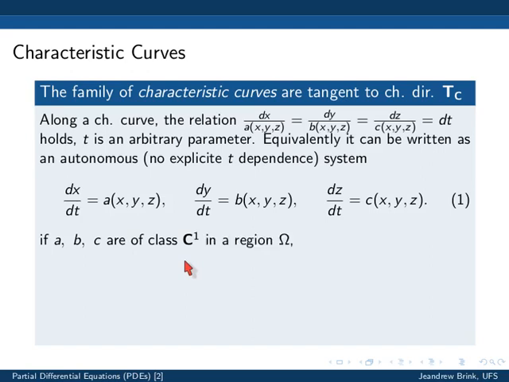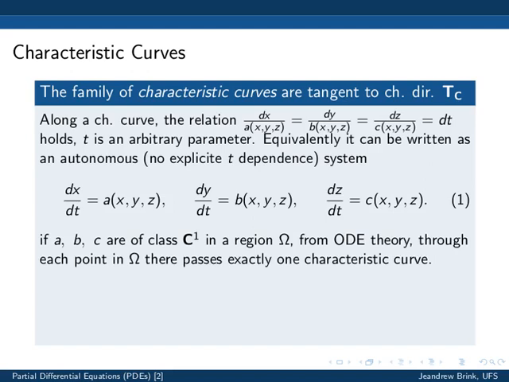We're going to suppose we're working on a small region omega, and I'll tell you why we have restricted to a region in a moment. From ODE theory, through each point in omega, exactly one curve passes. In ODEs, you should have had a uniqueness theorem. In other words, if you have a differential equation that looks like this, there's a theorem that shows the solution exists locally, which is where the region comes from, and is unique. You can prove that for any system of autonomous ordinary differential equations like this.